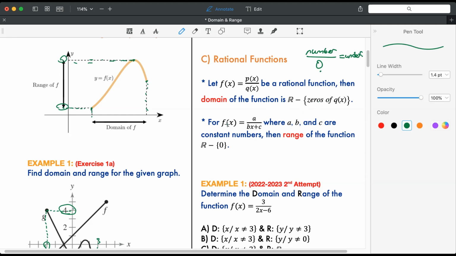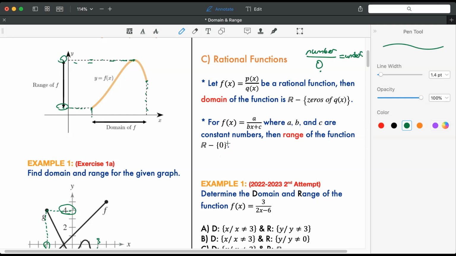For the range, in your book, just one kind of rational function range is mentioned. If your function is written as a constant divided by a linear, if your function is in this form, then your range is all real numbers minus 0. Only this function is mentioned in the book about rationals.